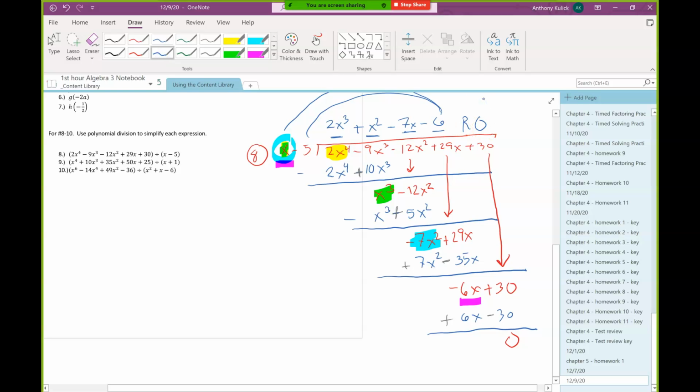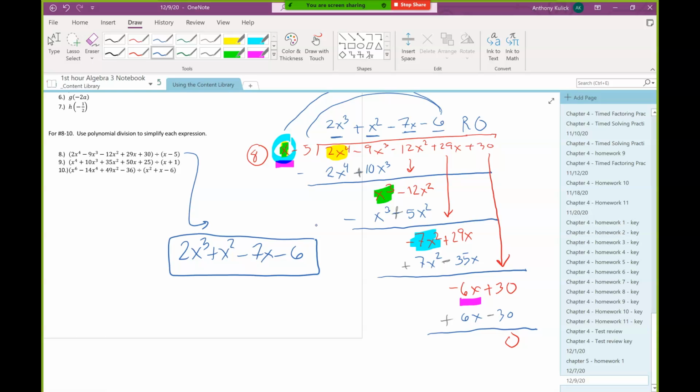remainder 0. So we can say that our answer then is just 2x cubed plus x squared minus 7x minus 6. And we don't have to include any remainder because it turns out that x minus 5 is a factor of 2x to the fourth minus 9x cubed minus 12x squared plus 29x plus 30. So we got a whole number result.